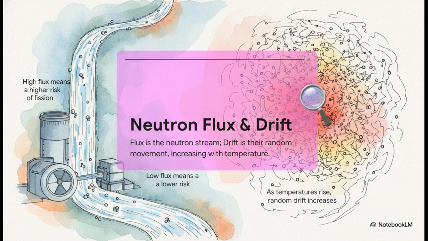We have to manage two concepts here. First is neutron flux. Think of that as a stream or a flood of neutrons flowing through the core. High flux means high risk of fission. Second is the neutron drift model. Neutrons bounce around randomly, and here's the kicker. As core temperatures go up, that random drift actually increases, making even more neutrons available to cause fission.